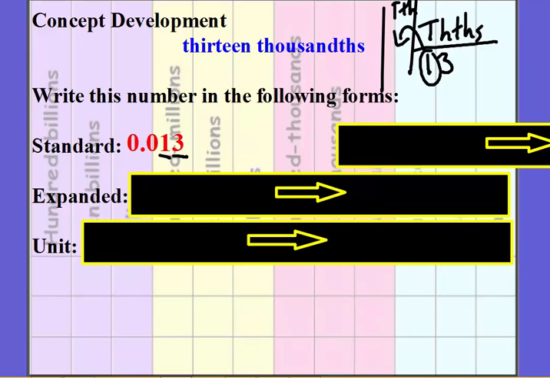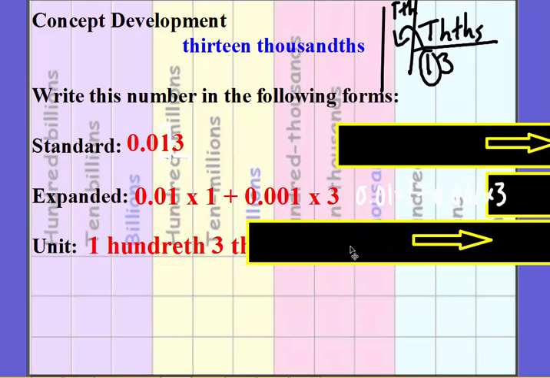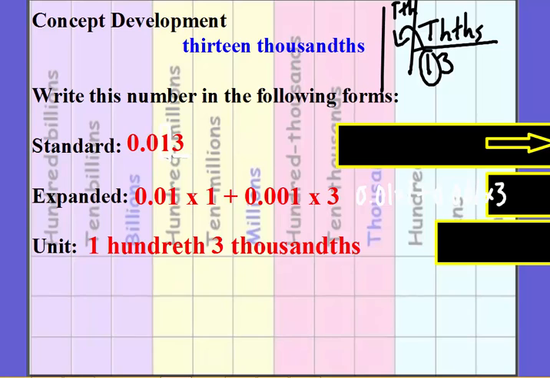So what is that in expanded form? Well, expanded form, I have a tenth value now. So I have 1/10 times 1, because there's only 1, and I'm adding it to my other place value, which is in my thousandths. So I'm going to write thousandths out, times however many I have, which is 3. And my unit form, I'm just writing this out. I have 1/10 and 3 thousandths.